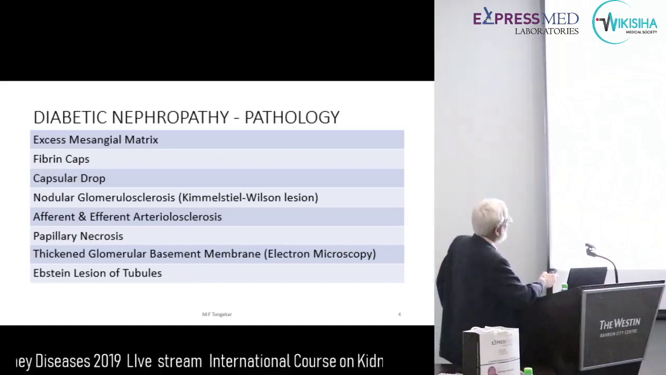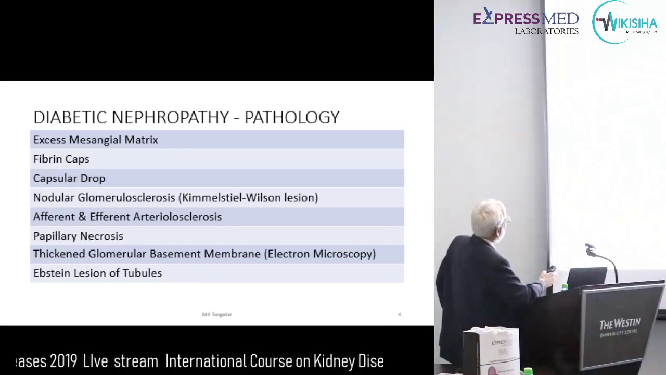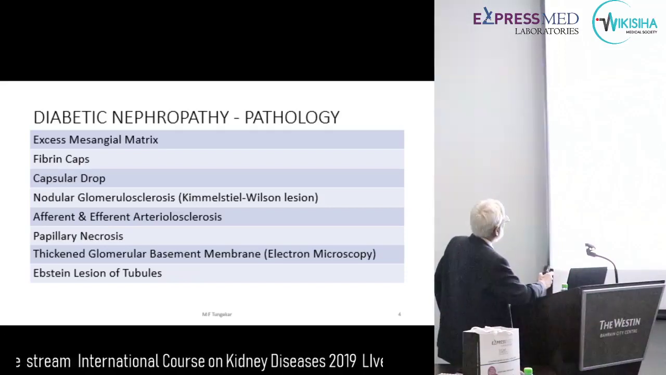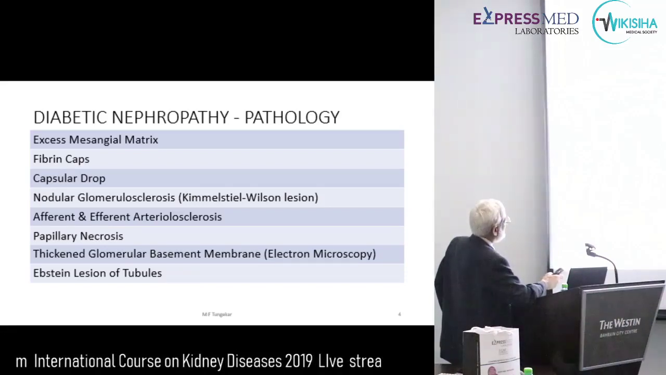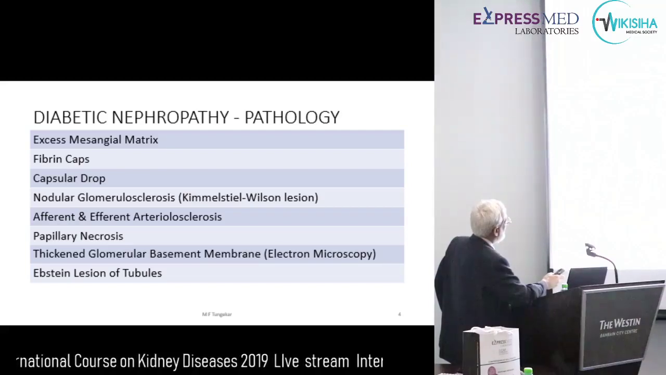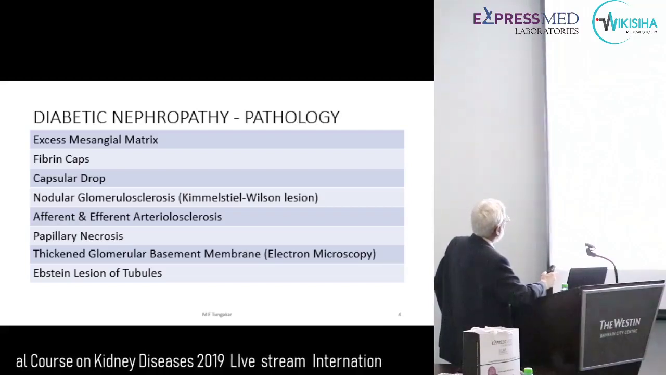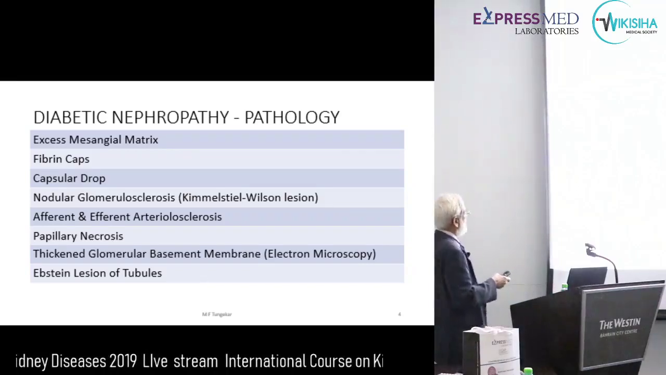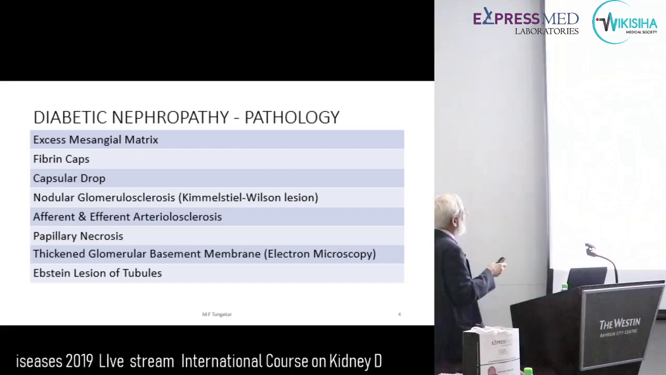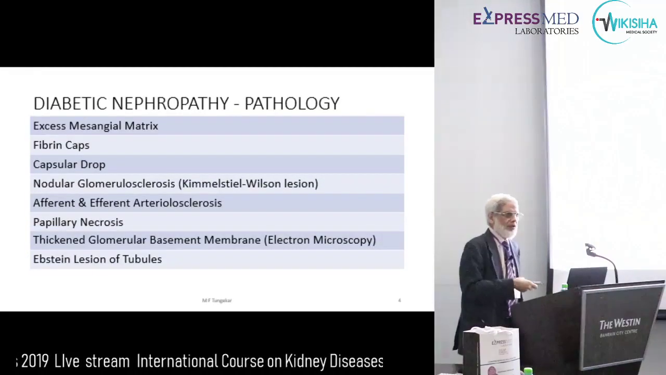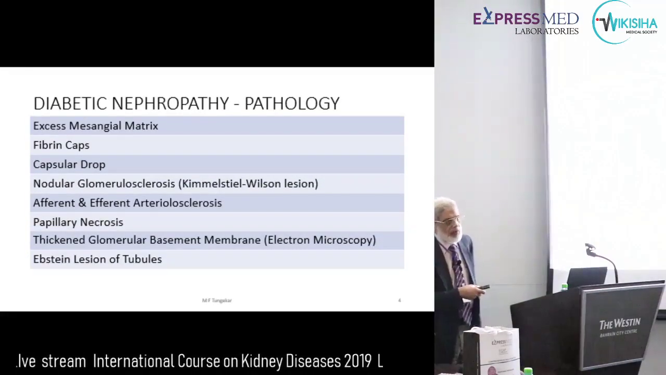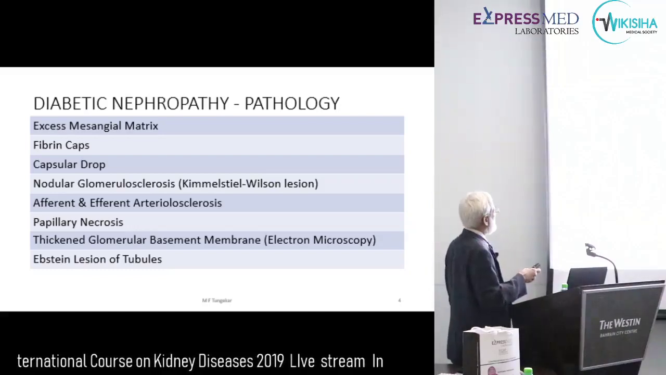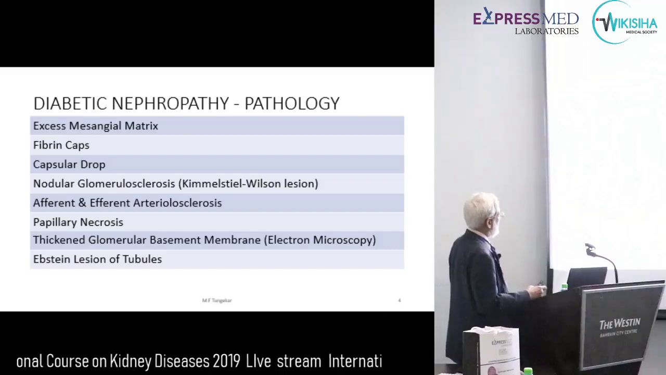Now, what are the usual lesions in diabetic nephropathy? In the glomeruli, you see excess of mesangial matrix, but that's a very non-specific lesion. In many kidney diseases, there is excess mesangial matrix. Fibrin caps, again non-specific, but they are more marked, more eye-catching in diabetic nephropathy. Capsular drop is more or less specific for diabetes, but any cause which leads to leakage of plasma protein can cause it, any etiology. But more or less, you see it usually in a setting of diabetic nephropathy.